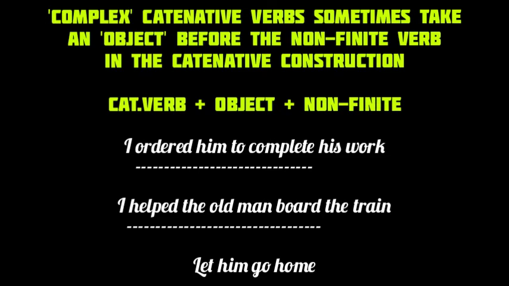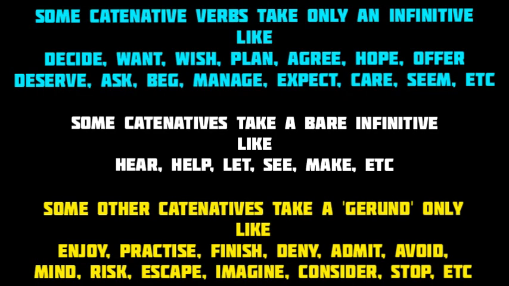So, a simple catenative verb is followed directly by its catenative complement or a non-finite verb, but a complex catenative verb takes its object before the non-finite verb. Up next, we have a very important lesson to learn. Some catenative verbs are always followed by an infinitive in the sentence, like decide, want, wish, plan, agree, hope, offer, deserve, ask, beg, manage, expect, care, seem, and so on.